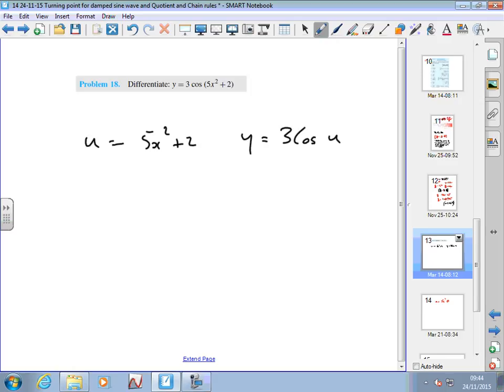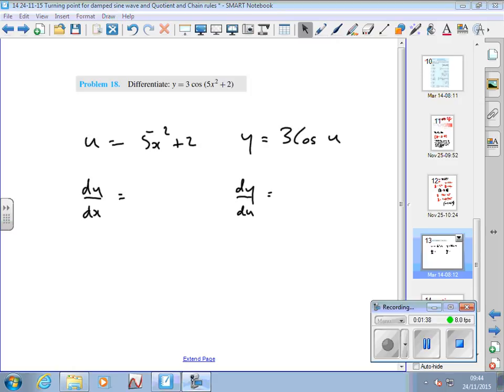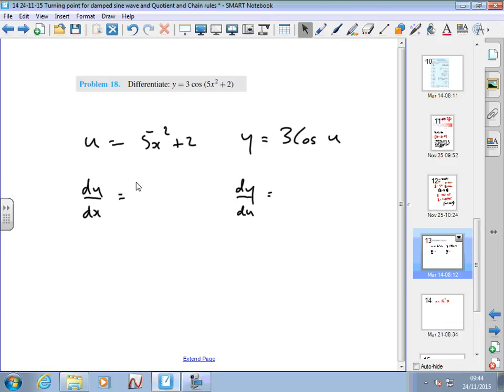Then I differentiate them. What's the differential of u with respect to x, and what's the differential of y with respect to u? Hopefully you can write down what those are. Again, just pause and write it down if you're looking at the video. Hopefully you get 10x for the first one. 2 down, take 1 off the power, and constants disappear. And this one, cosine becomes minus sine, so it will be minus 3 sine u. So we've just got to be careful of signs there.